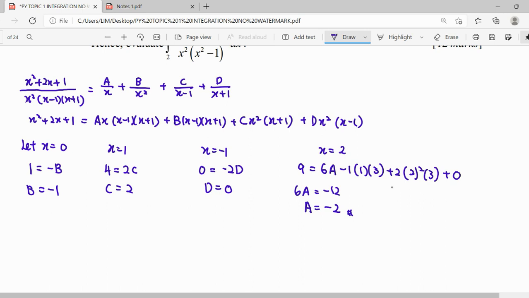Okay, so I rewrite it in partial fraction. Although they didn't ask us, they just asked us to find A, B, C, D, so I rewrite it so that we can continue the next part more clearly. A is negative 2, B is negative 1, C is 2, D is 0. So 0 divided by everything becomes 0.